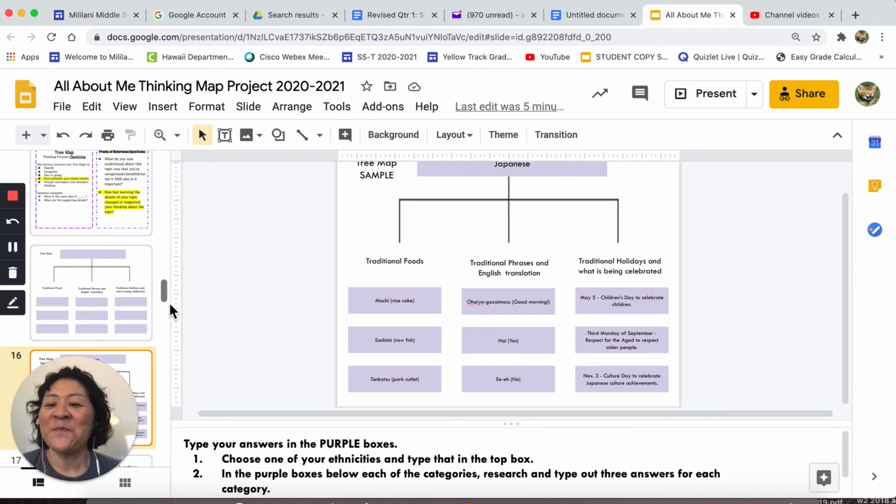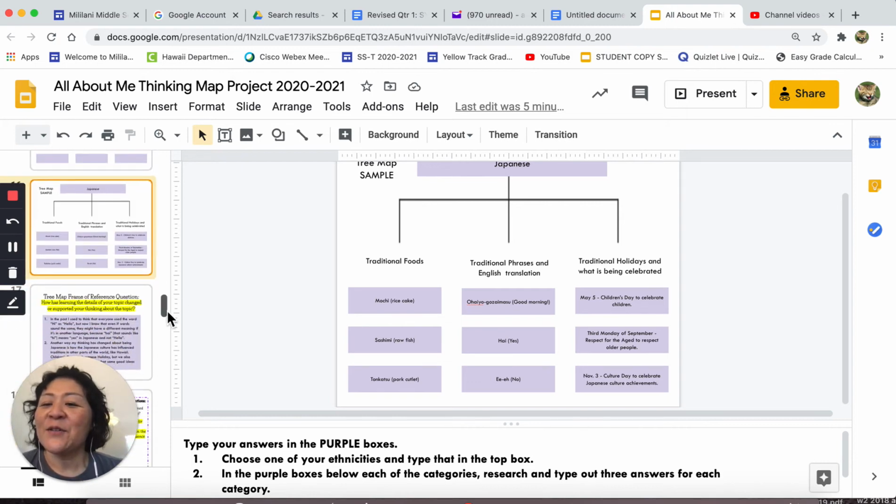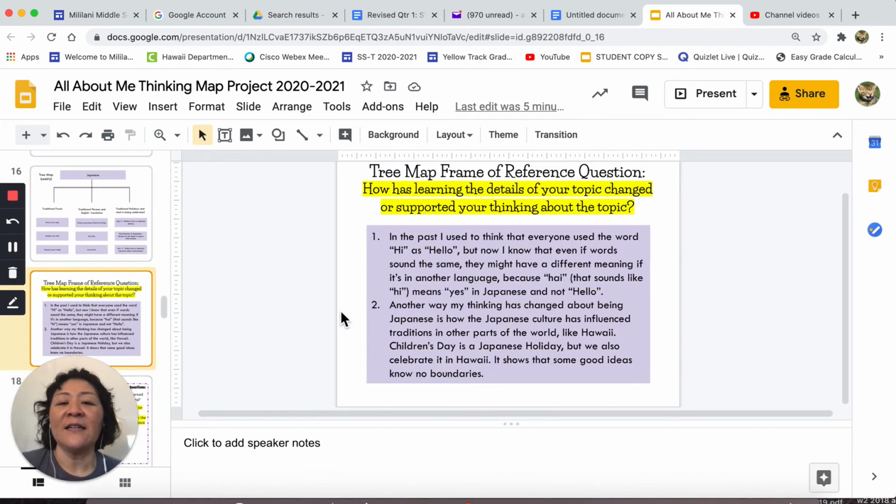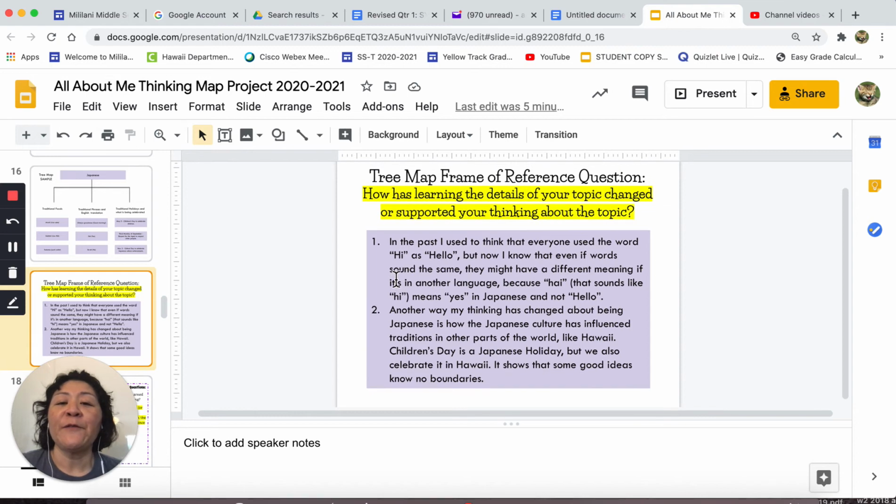Okay? All right. So slide 17 is an example of answering the frame of reference question. So again, the frame of reference question is, how has learning the details of your topic changed or supported your thinking about the topic? And the example answer for frame of reference is related to the thinking map that was done as the example.